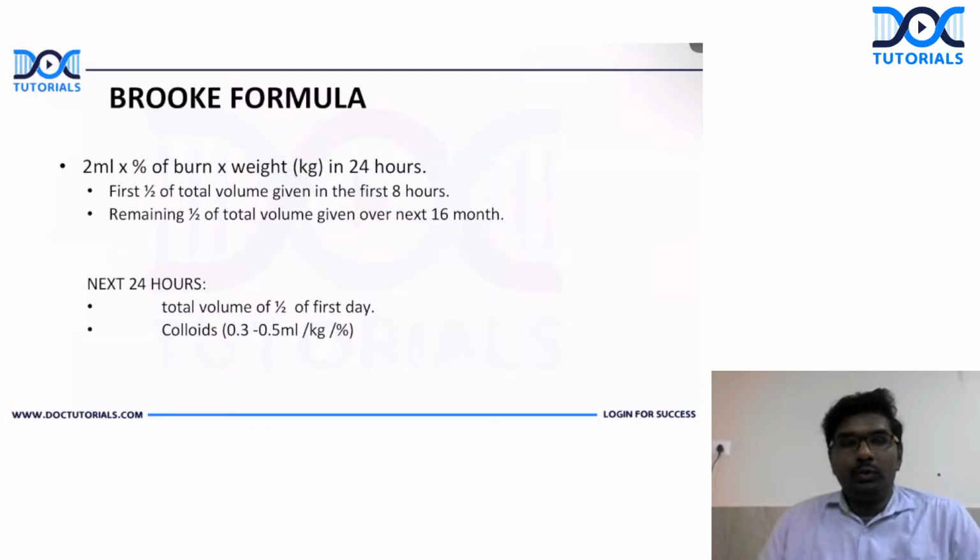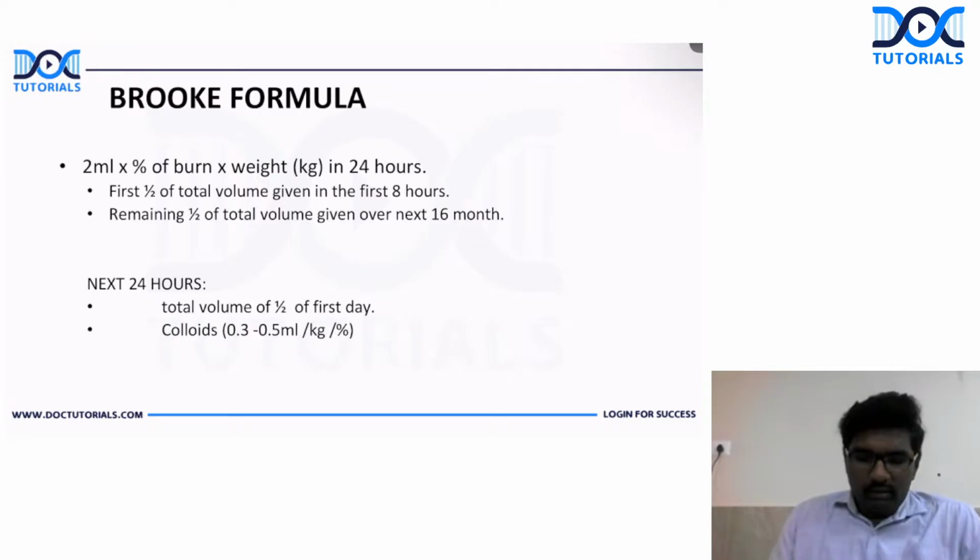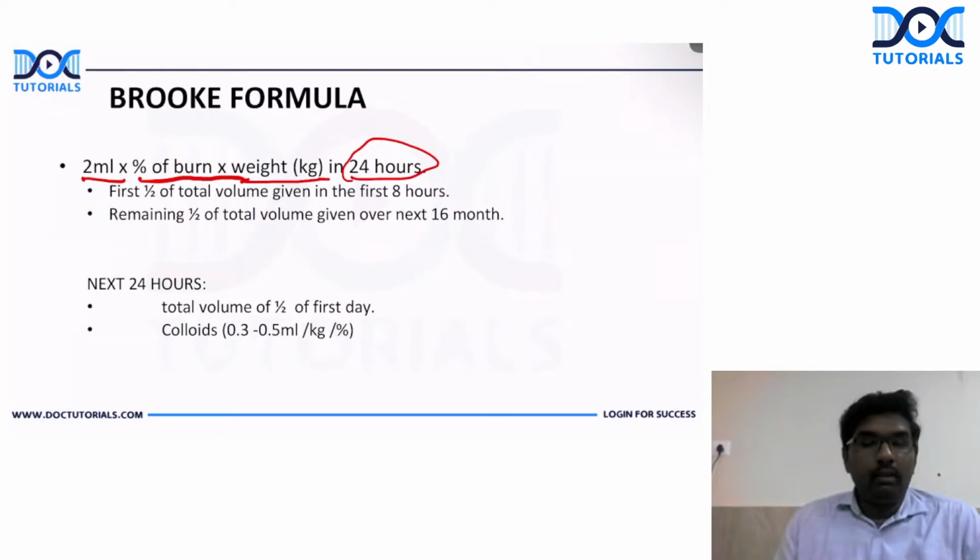Next is the Brooke formula. Of course, you should know about this formula also. It is 2 ml into percentage of body surface area involved in burns into patient's body weight in 24 hours. In the first 24 hours, the first half should be given in the first 8 hours and the remaining in the next 16 hours.